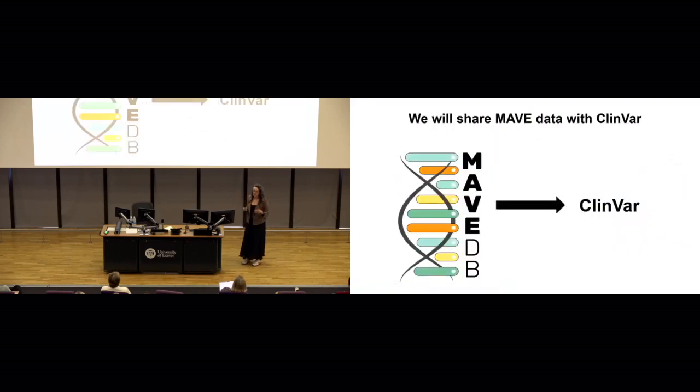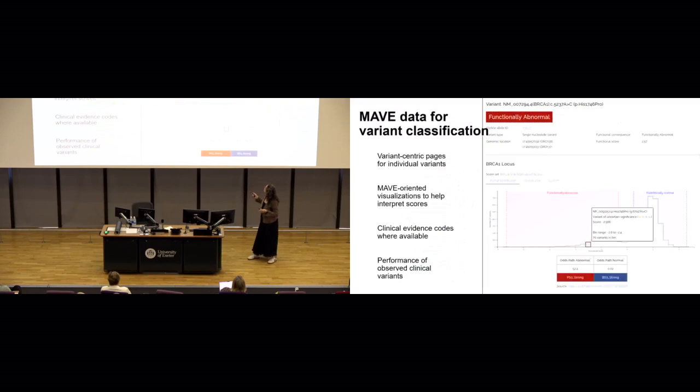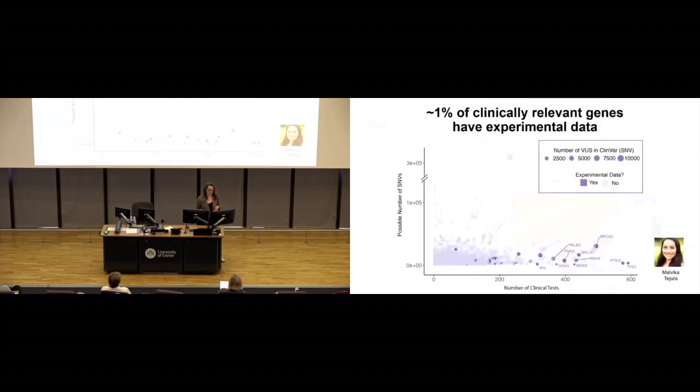Okay, so what we're going to try to do is get this data into ClinVar, and also then link it back to a database where people can have a dashboard for each gene, each variant, to kind of help them understand what the data means. And so this is about to be launched, and we're always looking for beta testers for this.